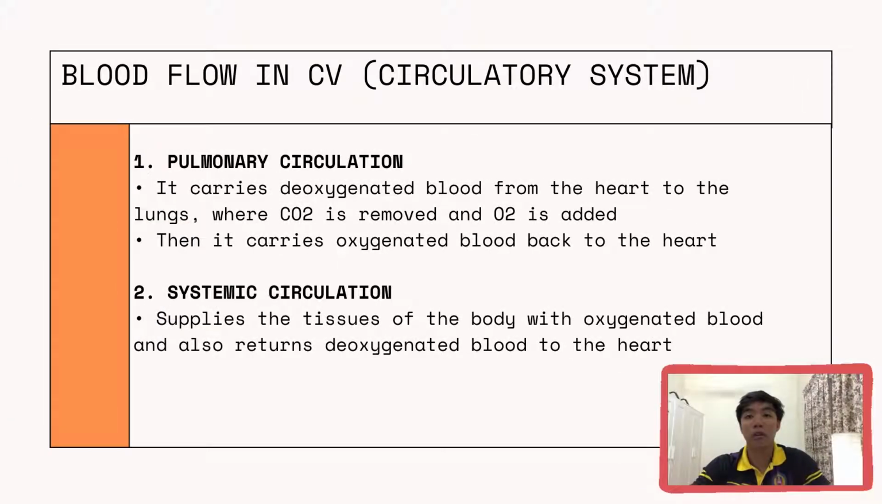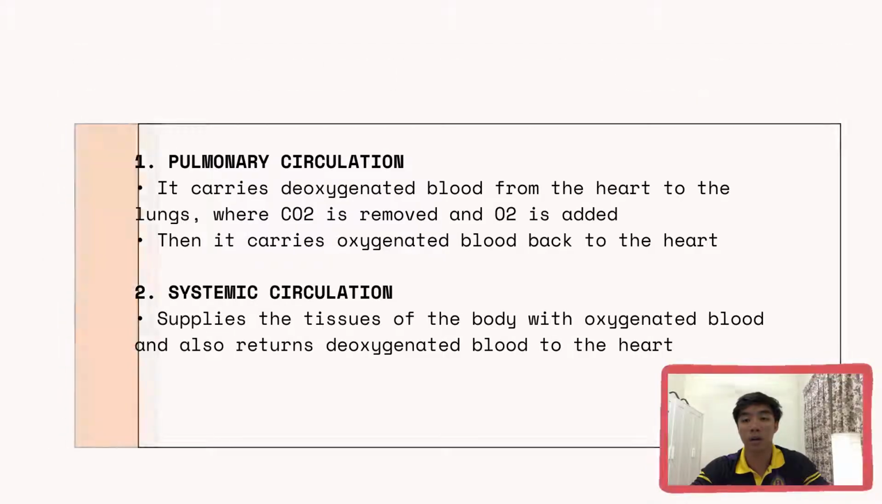So we are moving on to the blood flow in the cardiovascular system, which is the circulatory system. Firstly, we have the pulmonary circulation. It carries the oxygenated blood from the heart to the lungs, where carbon dioxide is removed and oxygen is added. Then it carries oxygenated blood back to the heart. Secondly, we have the systemic circulation. It supplies the tissues of the body with oxygenated blood and also returns the oxygenated blood to the heart.